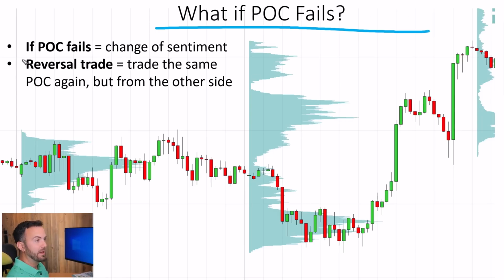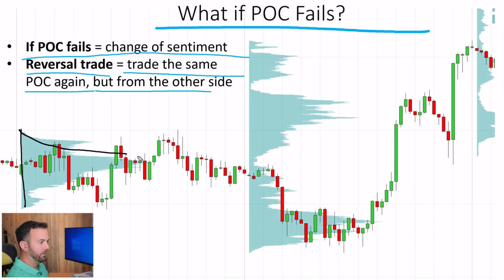If the point of control fails, that means there is a change of sentiment. And what you can do is take a reversal trade. A reversal trade is where you trade the same point of control again, but from the other side. Let me show you. It will be easier if I do a little drawing here.